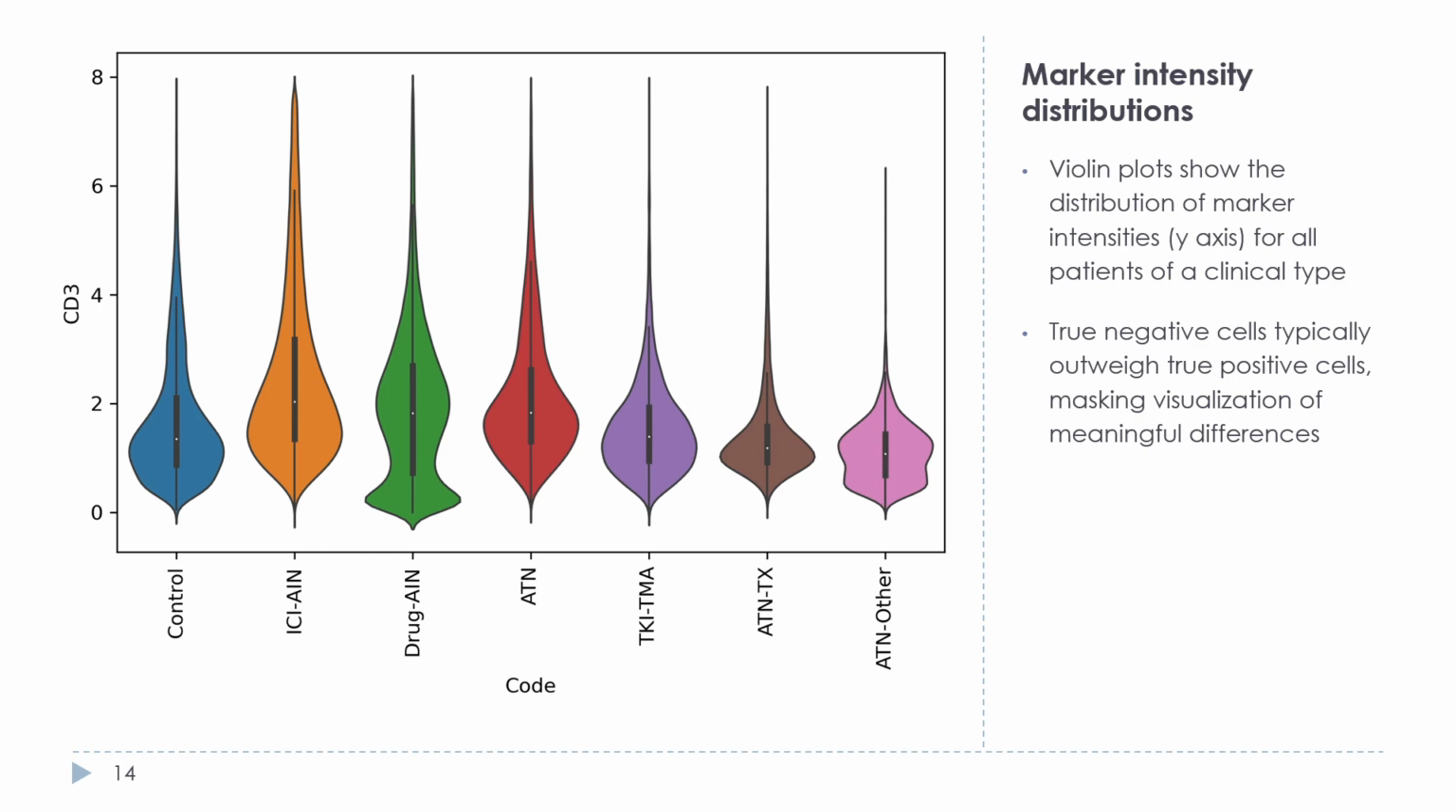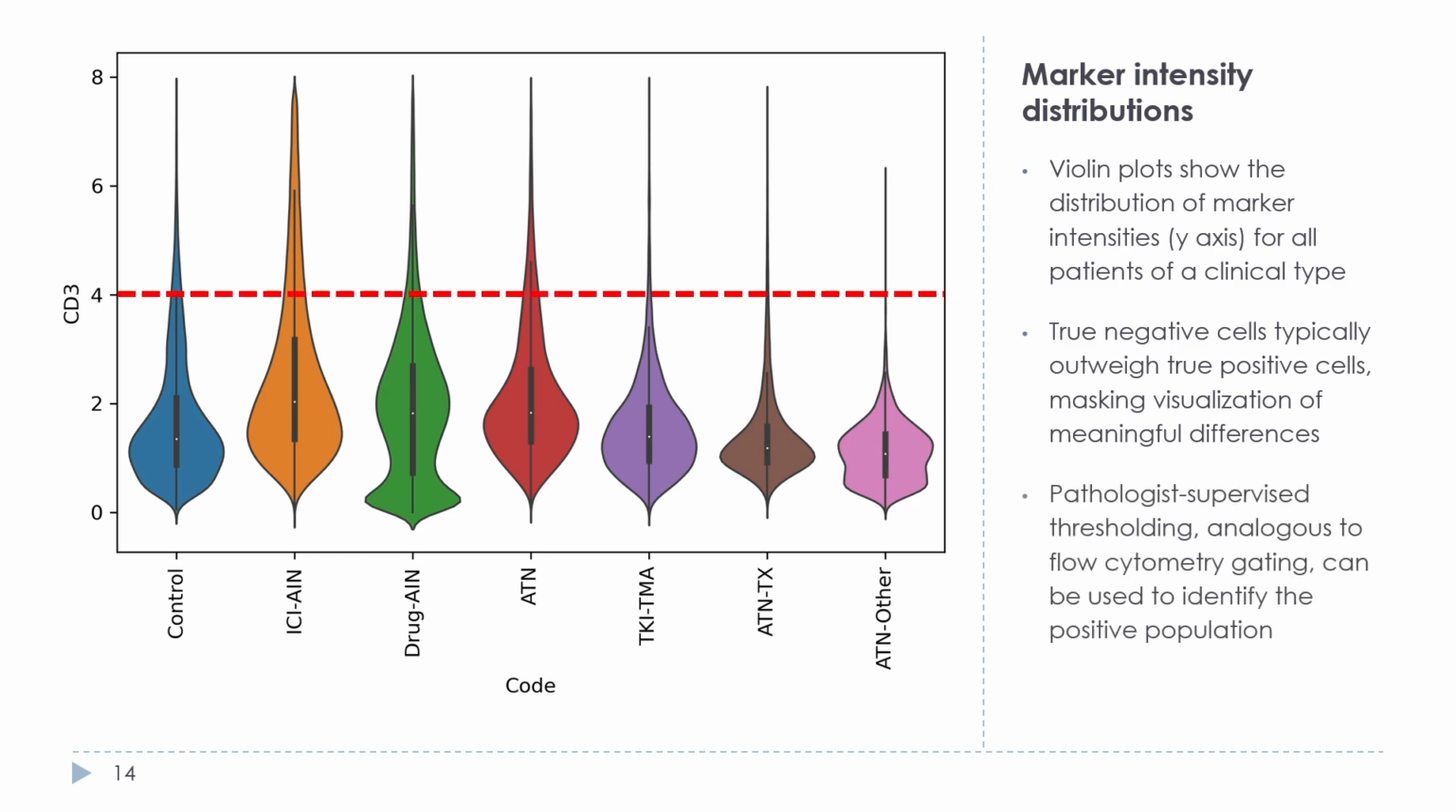Independent of cell classifications, we can visualize marker intensity distributions grouped by the cause of kidney injury, termed code. Shown here is simply the mean CD3 intensity of all cells grouped by AKI code. And visually, it may appear as though there is no discernible difference, and that's because the intensities of the true negative cells typically outweigh those of the true positive cells, especially when viewing cell types commonly present in low abundances. However, by using our pathologist-supervised thresholding approach, we can isolate the positive population and score samples accordingly.